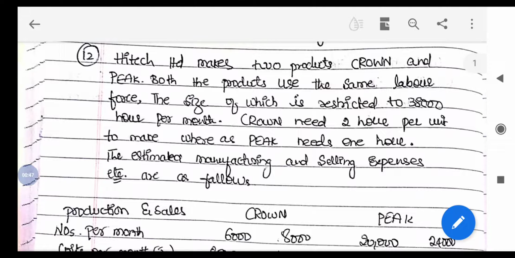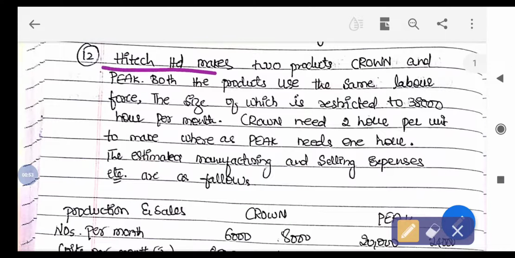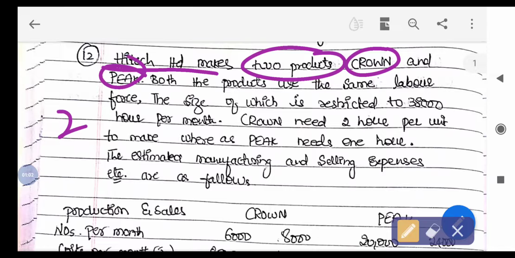So the company is High Tech Limited. High Tech Limited makes two products. There are two products in this company. One is Crown, by name Crown, another is Peak. Both the products use the same labor force. So they are using the same labor force, the size of which is restricted to 38,000 hours per month.